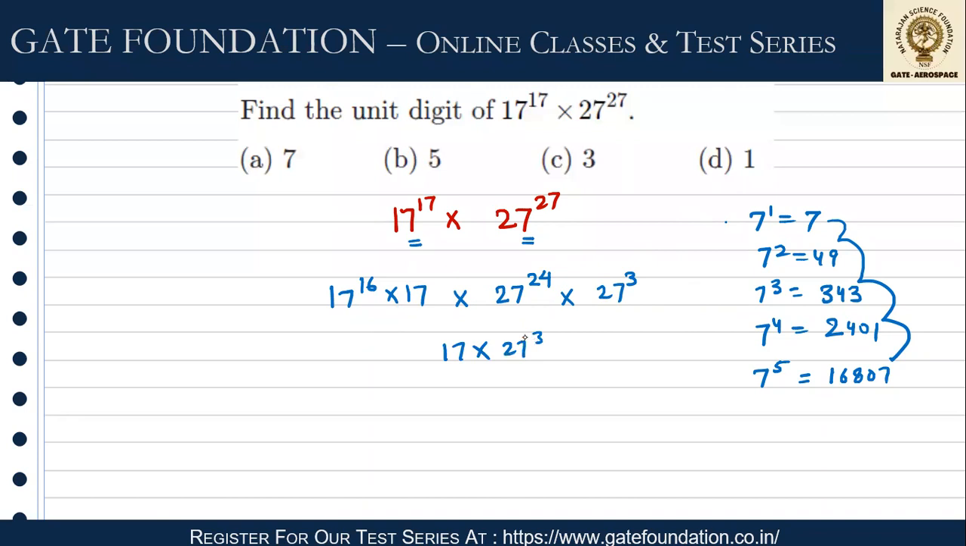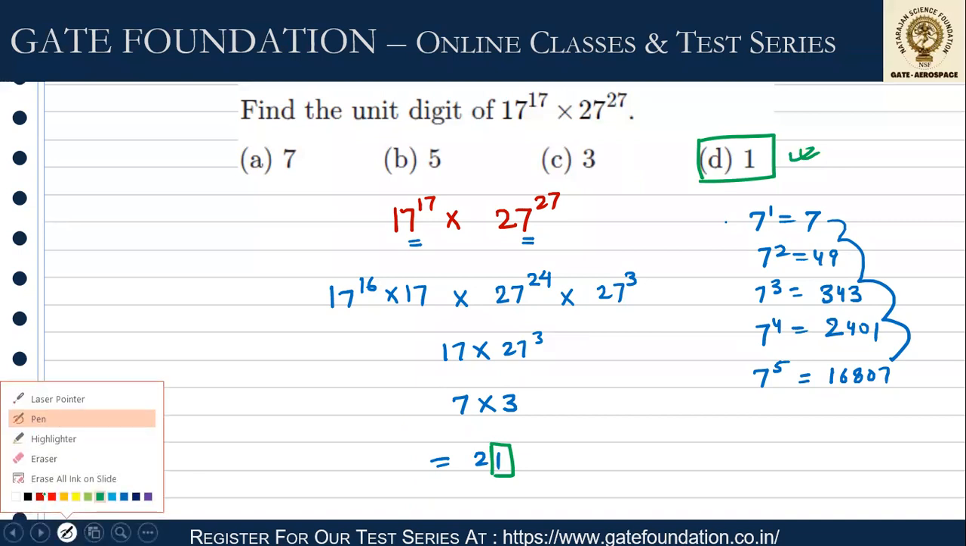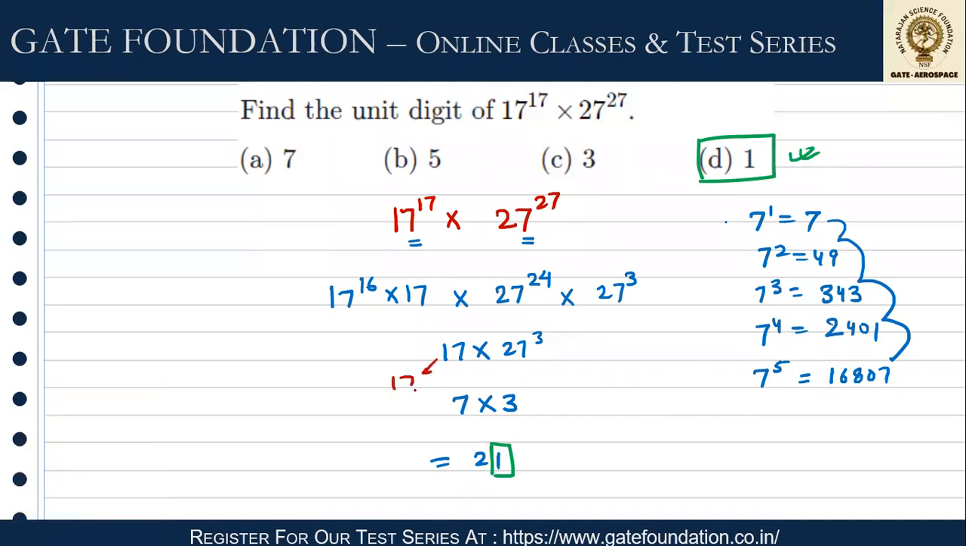Or basically, from the 17 you'll take 7 out of here, and from the cube you'll take 3 out of here, because in the third part it is 3. So 7 into 3, you'll get 21, for which 1 is the unit digit. So the correct answer will be 1. Just remember this part. From 17 you will get 17 only, and from 27 you will get 343, the unit digit I'm talking about. So I have taken 7 and 3 out of here to find the next one.